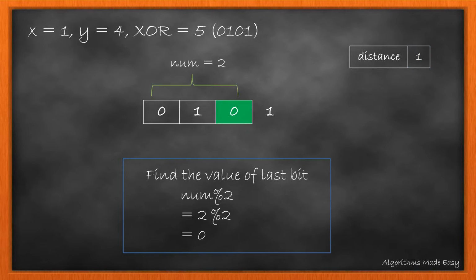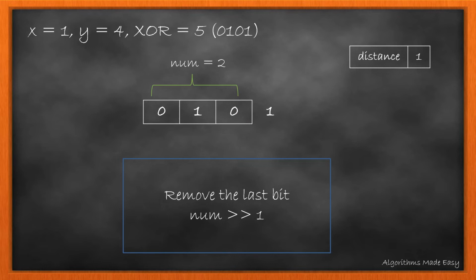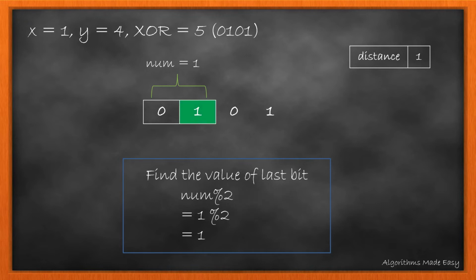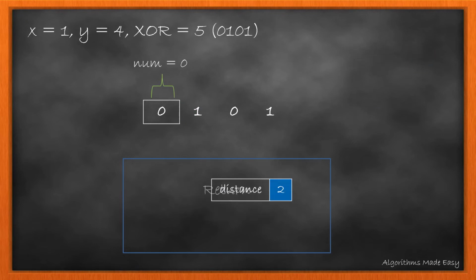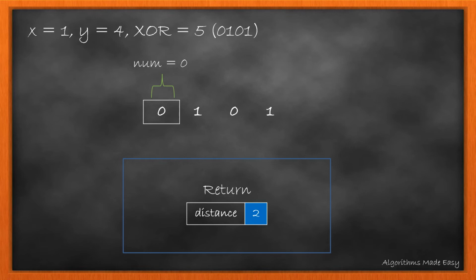As 2 is greater than 0, we again check if the last bit is 0 or 1. As it is 0, we just shift our bit. The new number is still greater than 0, so we perform all the operations again. As the last bit is 1, we increment the distance and then shift the bits. As the new number is 0, we stop and return the distance, which is 2.